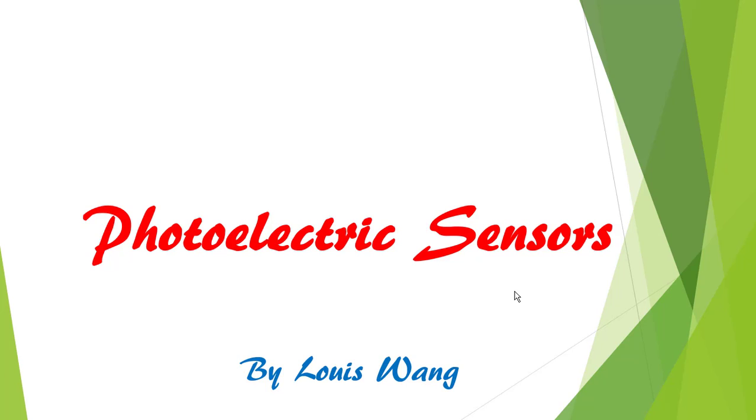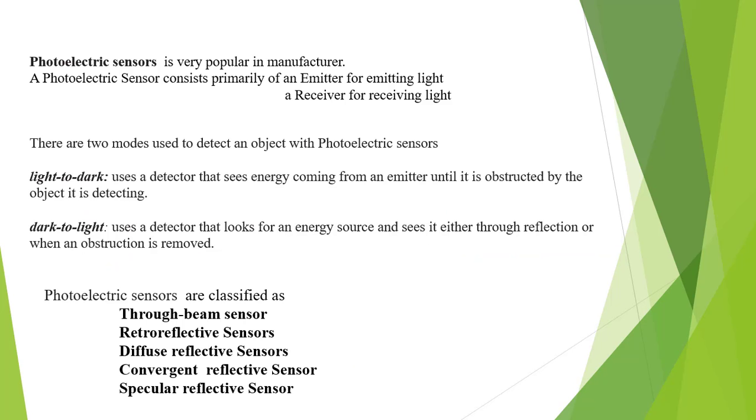Hi, today we talk about the photoelectric sensor. The photoelectric sensor is very popular in manufacturing. A photoelectric sensor consists of one emitter and one receiver. The emitter is just for emitting light, and the receiver is just for receiving light.